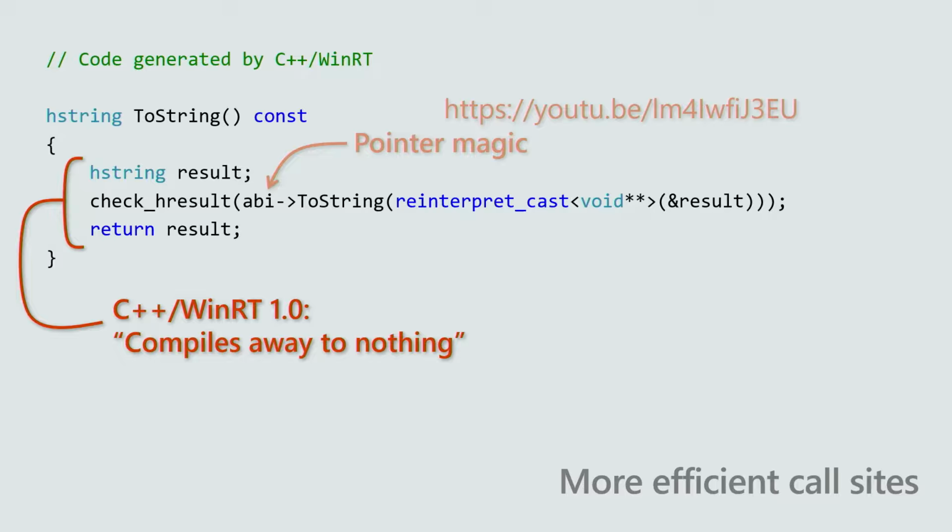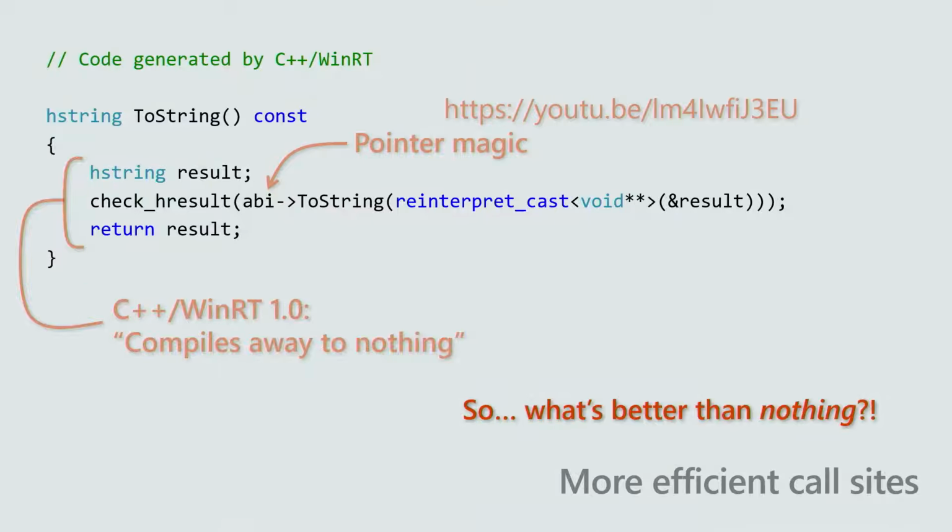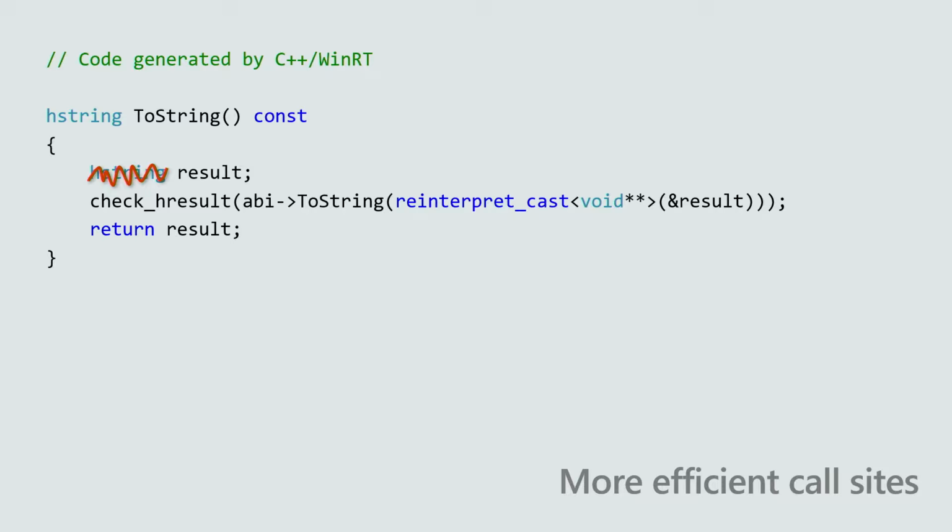You have a local HSTRING. It's going to capture the value, transfer ownership into it, and then it's going to return that value, transfer it back to the caller. Very lean, the way you'd write the code if you had to use the ABI directly. So in that sense, it's true that it compiles away to nothing. But what is better than nothing then? How can we possibly improve on this? Turns out we can. So that HSTRING is really the problem.